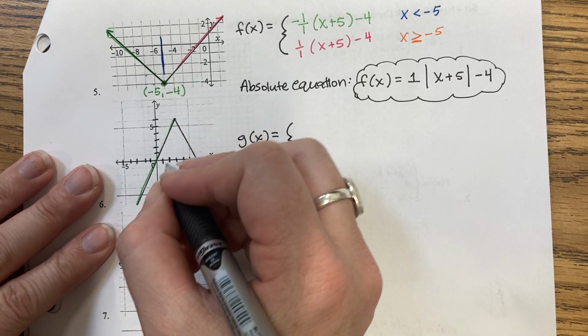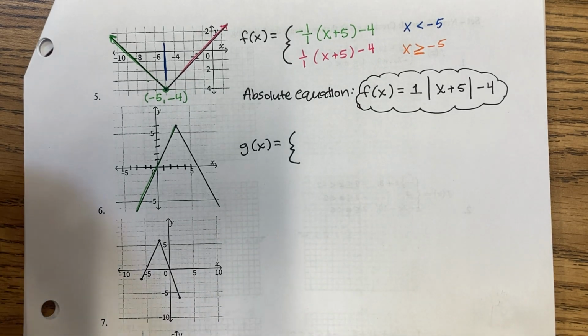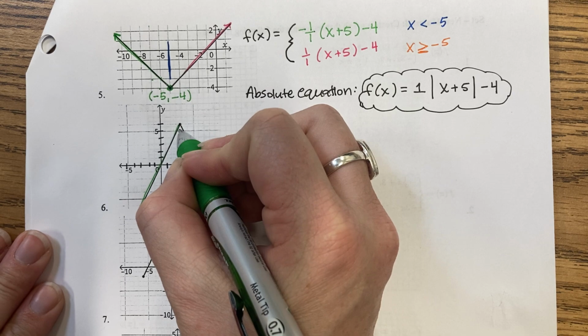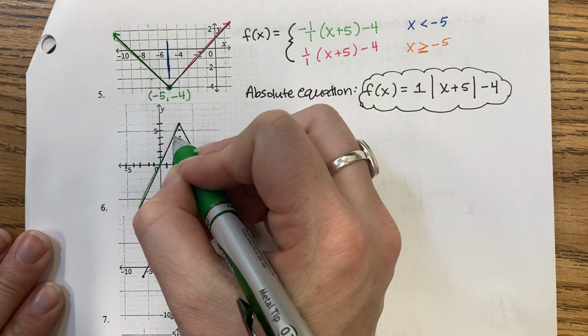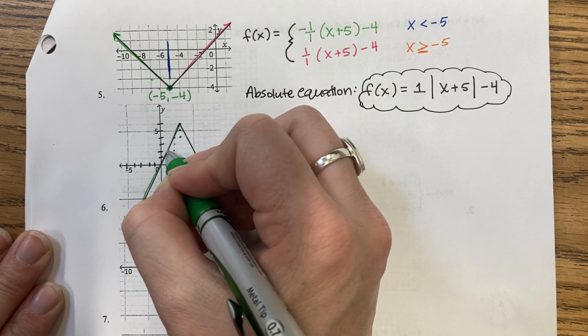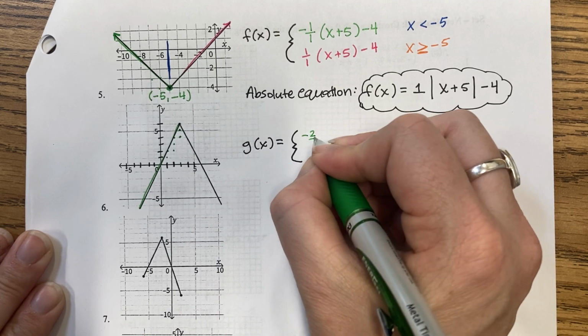I just want to make sure I'm counting right. Okay. Let's try and count. This green one's going down 1, 2, over 1, 1, 2, over 1, 1, 2, over 1, down 2, over 1.